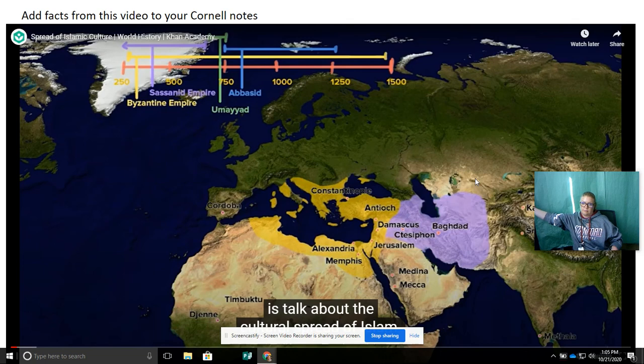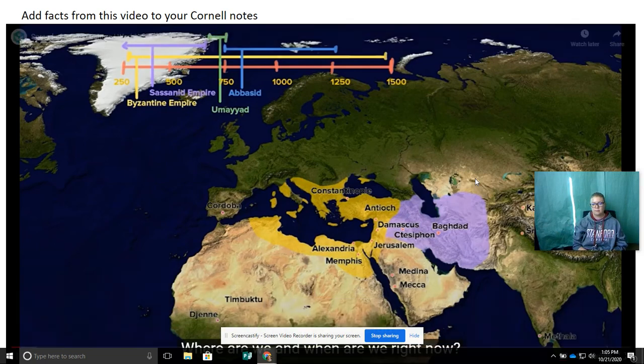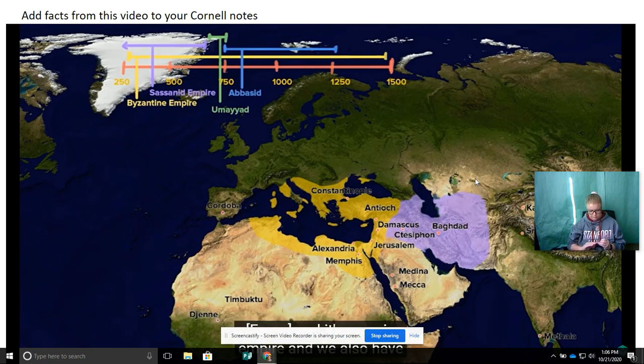Where are we and when are we right now? So we are around the early 7th century. And here we see the Byzantine Empire, which at the time was still a continuation of Rome. So this is like the Eastern Roman Empire, and it's an aging empire. And we also have Sassanid Persia, which started in the 3rd century and is still continuing into this period. Right, so we've got on the timeline, it's going beyond our start point here.